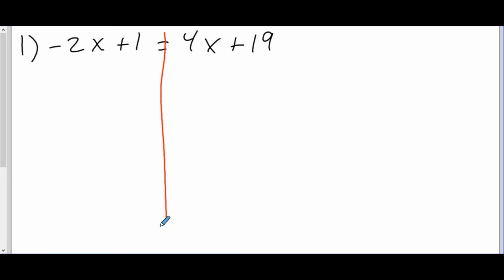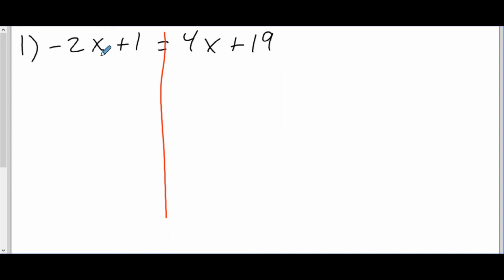All right, question 1. Negative 2x plus 1 equals 4x plus 19. Let's go through our steps. So we're going to draw a line down the equal sign, distribute, well, nothing to distribute, and then combine any like terms on the same side. So on the left, I've got an x and a constant, a number. They're not like terms. These aren't like terms either, so I don't have any like terms on the same side. So we'll move on to moving all variables to the same side.